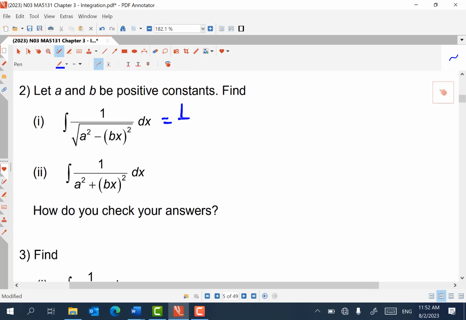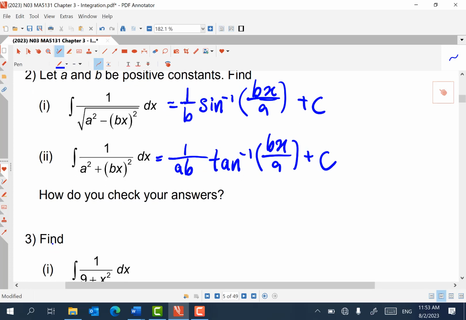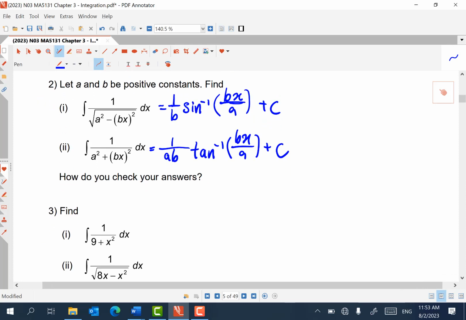One over a, sine inverse, and then it is bx over a. Brilliant. Next one is 1 over a times b, and then tangent inverse bx over a. Right. Oh my goodness. Okay, he knows his work. It's all memory work. It's all memory work.